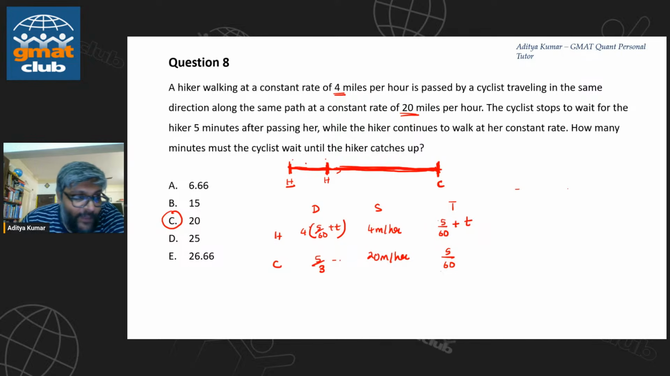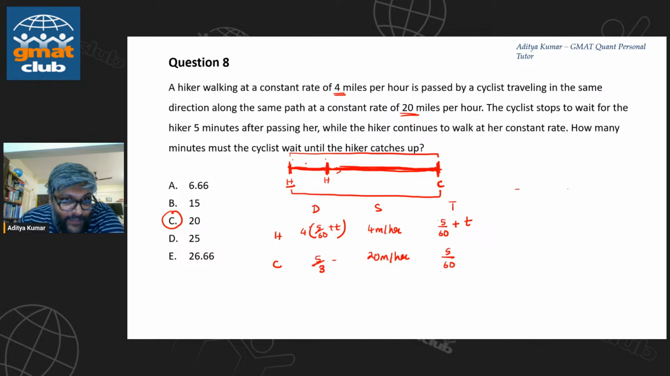That will be 5 by 3. And what do I know now? I know that the total distance that the hiker traveled and the total distance that the cyclist has traveled are exactly the same. The distance is the same from here to here and here to here for both. So 4 into (5 by 60 plus T) is equal to 5 by 3.